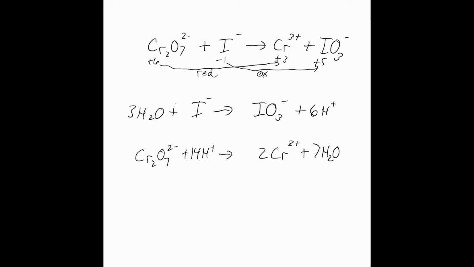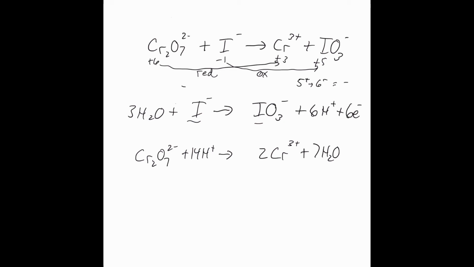At this point, we're mass balanced, but we need to balance for charge. Let's take this top equation here. We have 1 minus and 6 plus, so that would be 5 plus on that side, and 1 minus. We can only add electrons, so we would add 6 electrons to this side. Now both sides are balanced for charge.